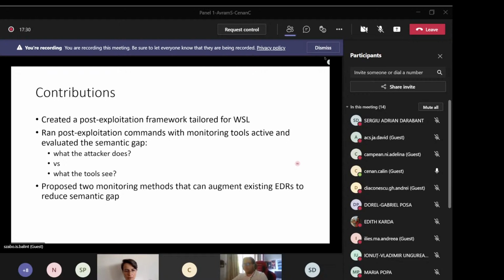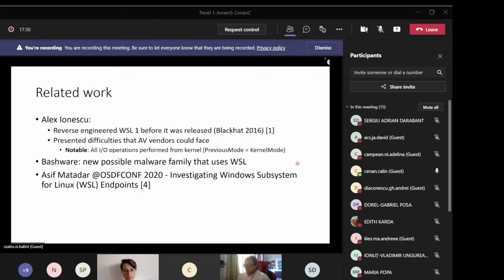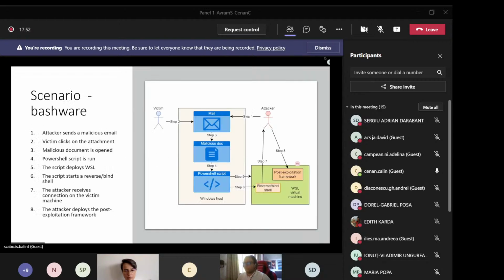Our contributions are that we created a post-exploitation framework tailored for WSL1 to mimic the capabilities of an attacker. We ran the commands of our framework with the monitoring tools on Windows activated, and we checked what really goes on in the system versus what is the visibility of the monitoring tools running on Windows. And lastly, we proposed two methods for monitoring the actions, which can augment existing EDR solutions. I will skip related work.